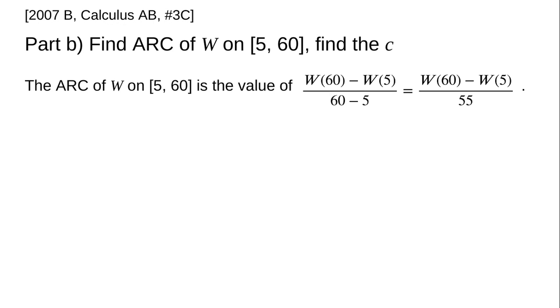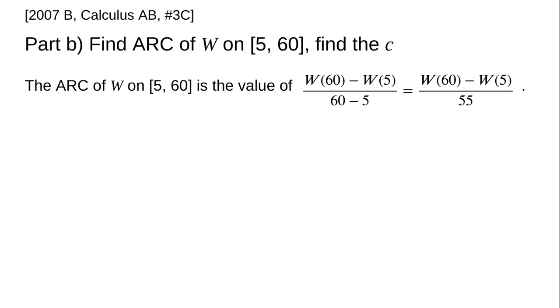For part B, we are asked to find the average rate of change of W on the interval from 5 to 60, and then using the mean value theorem, finding the value of C at which W prime of C is equal to that average rate of change. So the first thing we're going to do is find the average rate of change of W on the interval from 5 to 60.